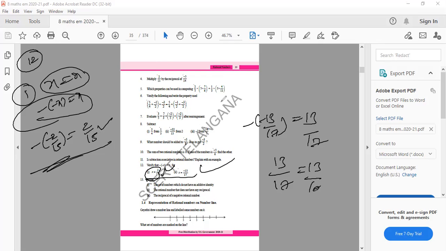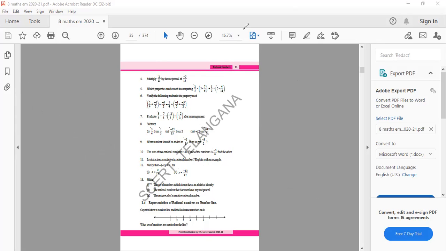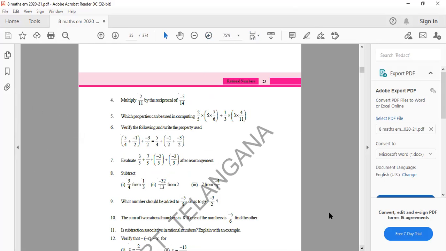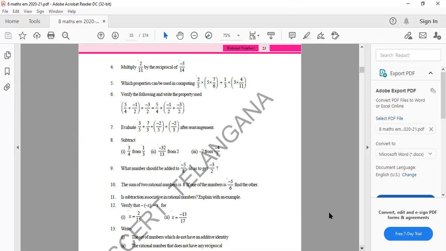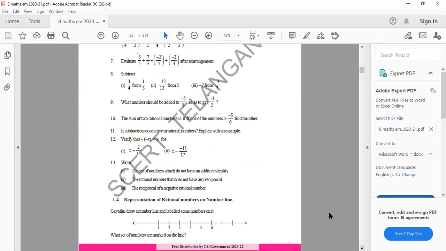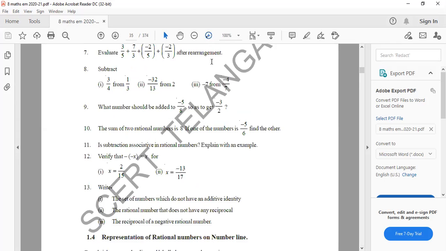Okay. Clear now? Now this textbook should be very clear. Now take the next question. 13th one. What is the question? First one: the set of numbers which do not have an additive identity. Answer is natural numbers.